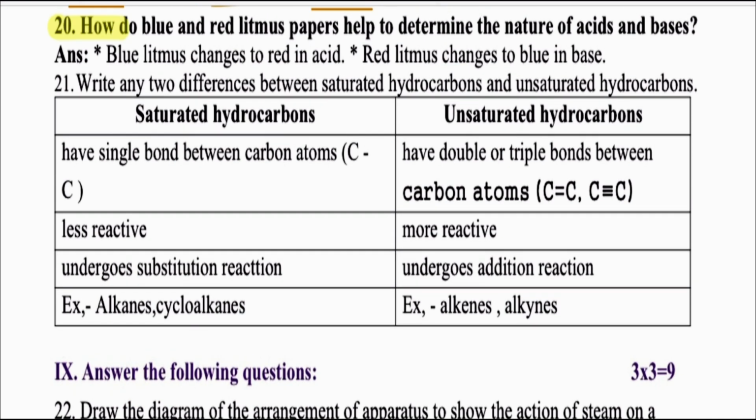Next, question number 20. How do blue and red litmus papers help to determine the nature of acids and bases? Blue litmus paper changes to red in acid, whereas red litmus paper changes to blue in base.